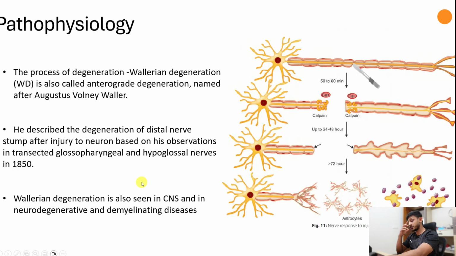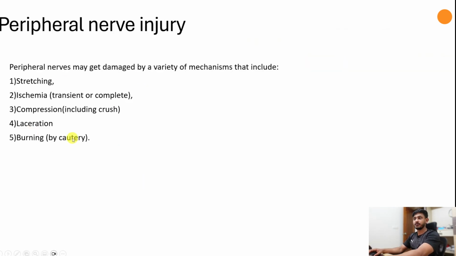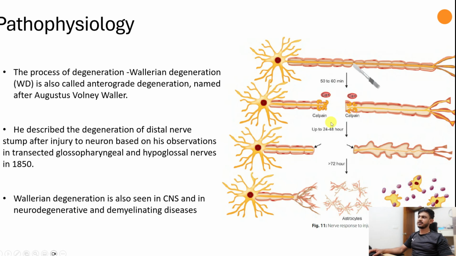The ways the nerves are injured are stretching, ischemia, compression, laceration, and burning. One important thing: if a nerve is injured or transected at this level, one node above is absorbed and everything below gets resolved. You can see calpain is destroying it, and everything below that level gets totally destroyed. What happens is this proximal nerve fiber, which is still intact, tends to give axonal sprouts. These axonal sprouts eventually reach the end, and nerve conduction can be re-established provided a few conditions, which I'll be explaining.